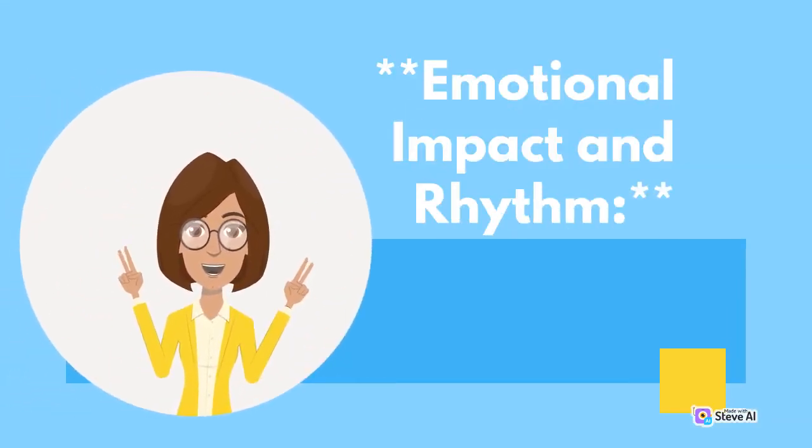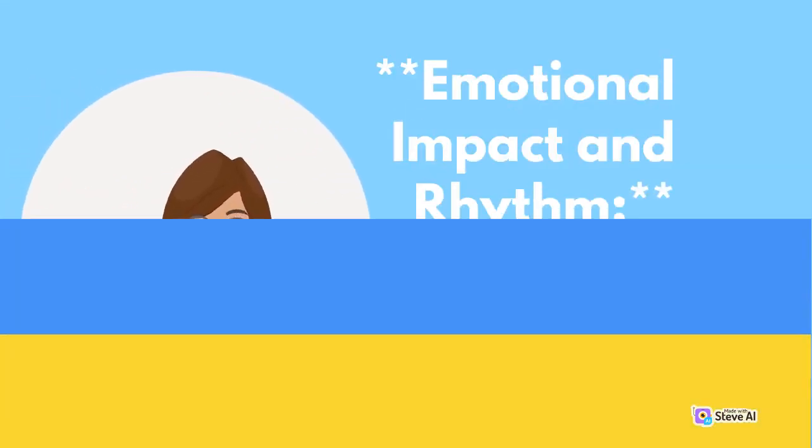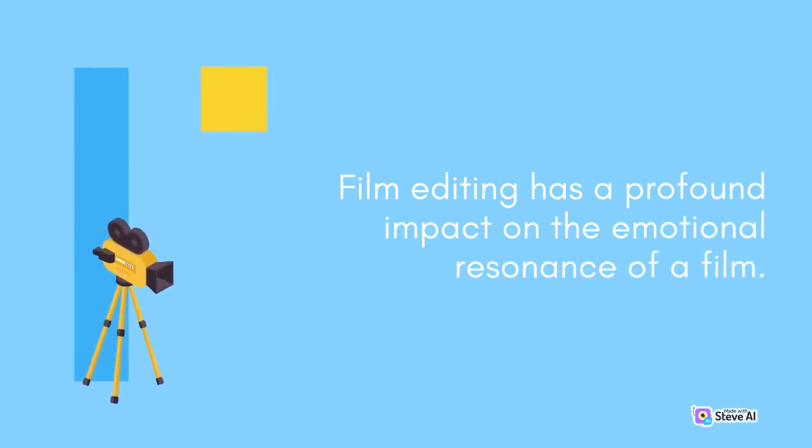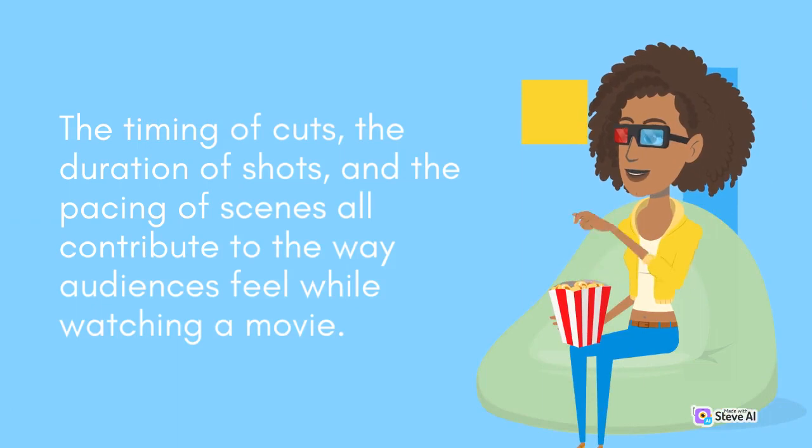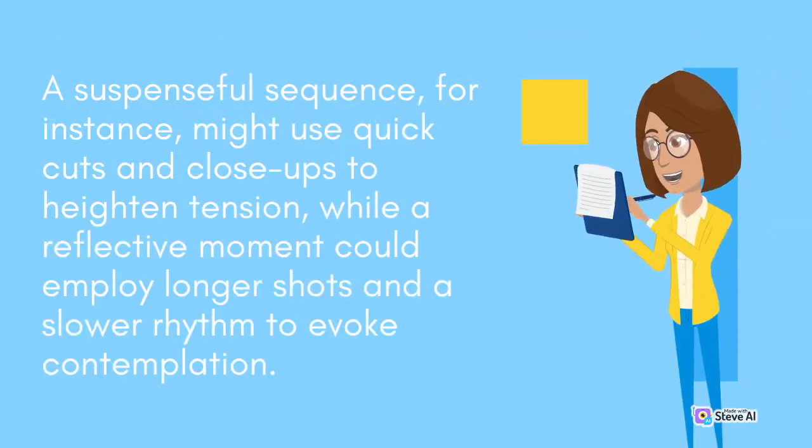Emotional impact and rhythm. Film editing has a profound impact on the emotional resonance of a film. The timing of cuts, the duration of shots, and the pacing of scenes all contribute to the way audiences feel while watching a movie. A suspenseful sequence, for instance, might use quick cuts and close-ups to heighten tension, while a reflective moment could employ longer shots and a slower rhythm to evoke contemplation.